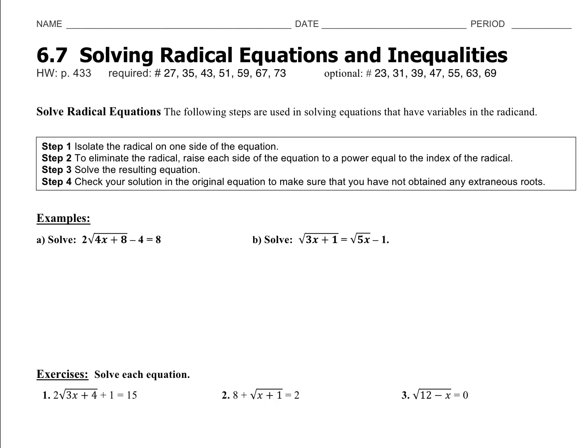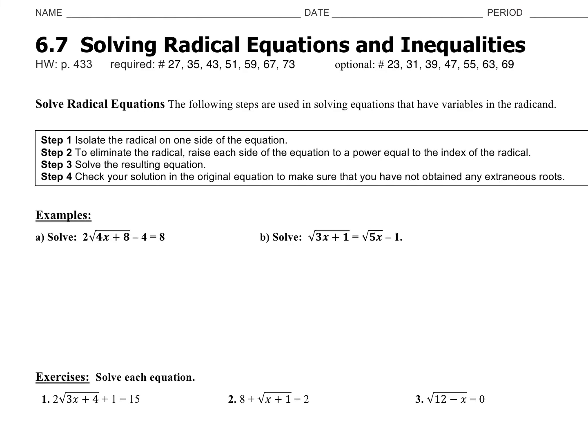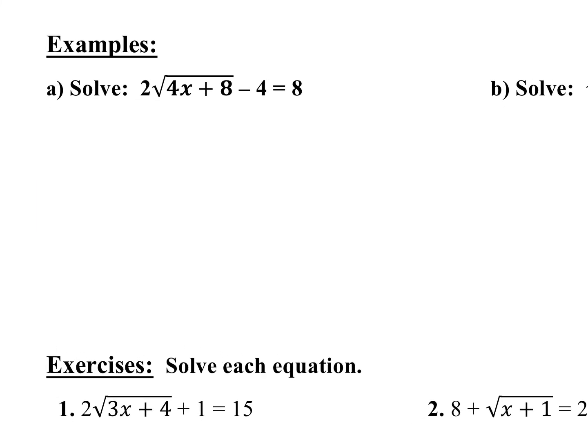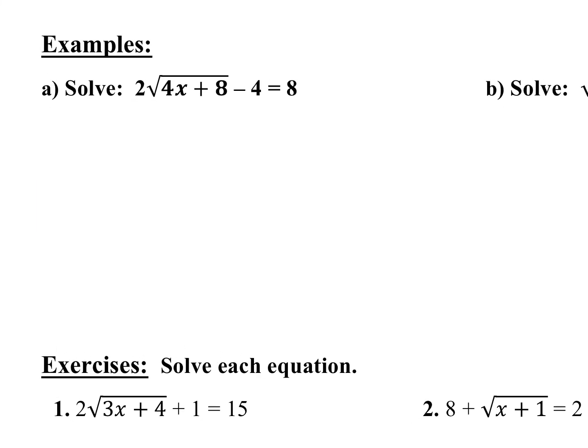In this video, we're learning how to solve radical equations and inequalities. All right, there's a list of steps at the top that you can follow. So you want to isolate the absolute value first. So I'm going to add 4 to both sides. Divide by 2.